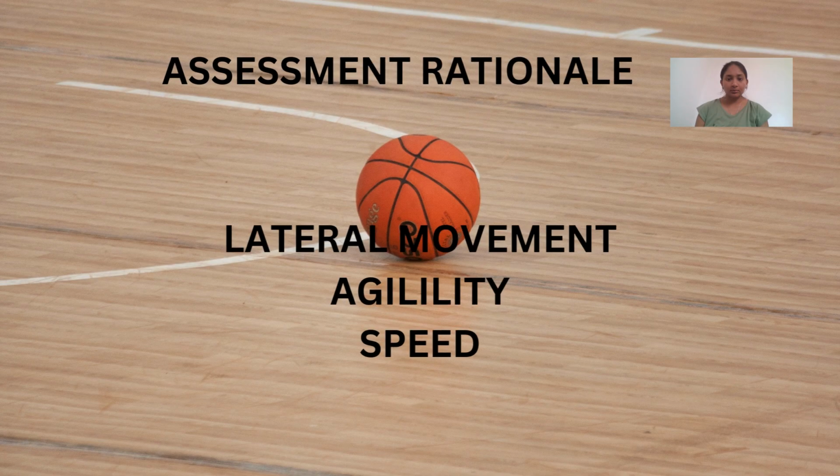Assessment rationale. Lateral movement: the drill emphasizes lateral movement, assessing the player's ability to move quickly and effectively from side to side. Agility: changing direction rapidly is crucial in basketball, and the lane agility drill provides insight into the player's agility and speed. The time taken to complete the drill reflects the player's overall speed and quickness.